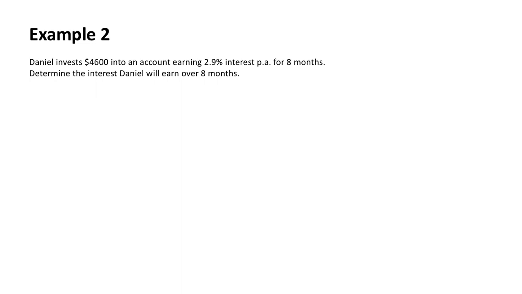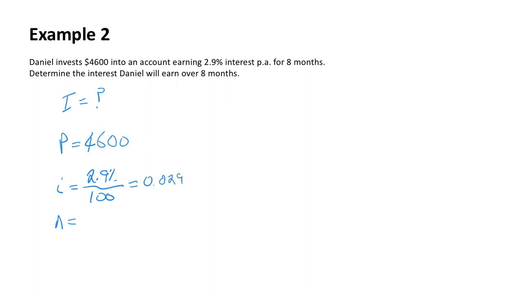To do that calculation, I'm going to start off by writing what my terms are going to be. So I, P, R, and N. My interest, I don't know. That's what I want to calculate. My principal, my starting amount, is $4,600. My interest rate is going to be 2.9%, so I want to divide that by 100, so 0.029. And then my number of years, it's 8 months, so I want to go 8 over 12. I'm going to leave it as 8 over 12. I'm not going to put it into a decimal and I'm not going to simplify it.